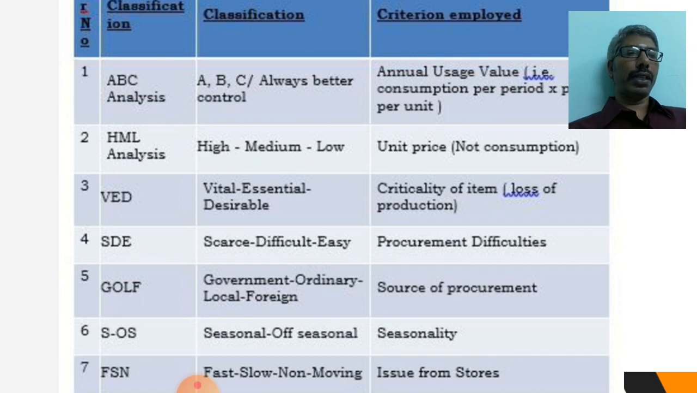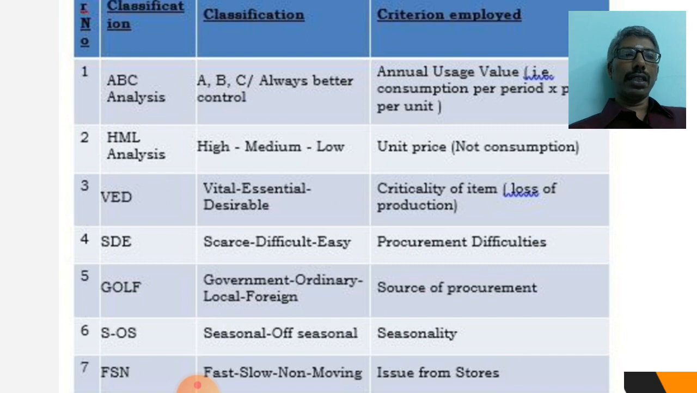If you get the product, okay, it's very easy, then you don't bother about procuring those materials. Those materials are easily available in our local market, then you can purchase whenever you need that product for your production process. Therefore, you have to give more importance to scarce and difficult items, and you have to make your own methodology to procure those materials.